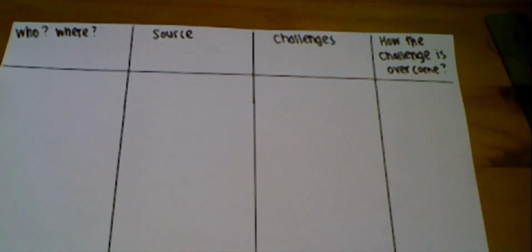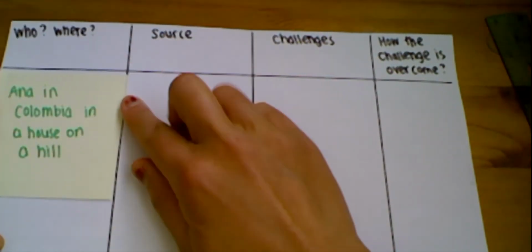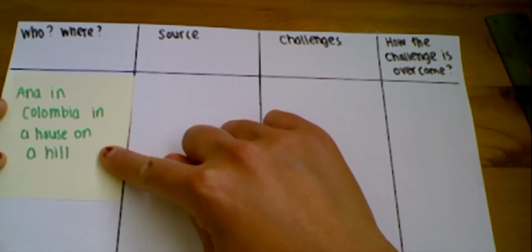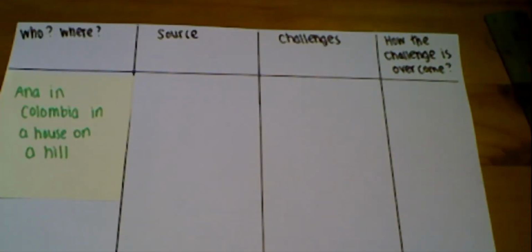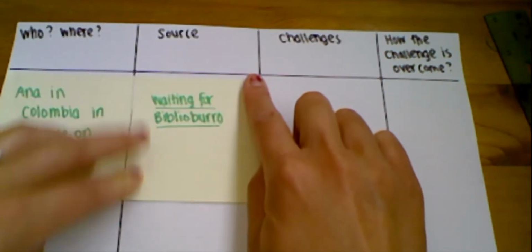The very first book that we read had our character, Anna. So here's Anna, and she lived in Colombia on a house on a hill. The story was called Waiting for Biblia Burro.